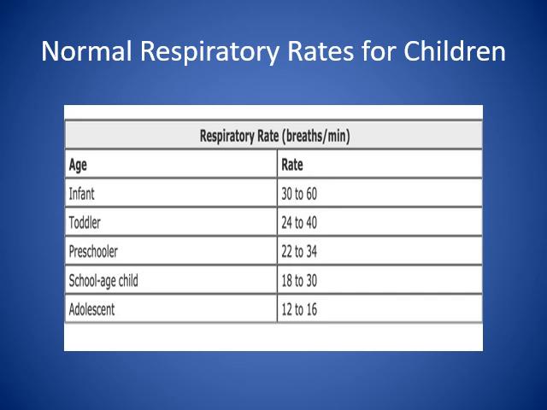These are some normal respiratory rates for children. I don't need you to memorize them exactly. Just remember, the younger you are, the faster you're normally going to breathe. As you get older, towards school age, teenager, you start to equalize a little bit more, and you become more like an adult respiratory rate.